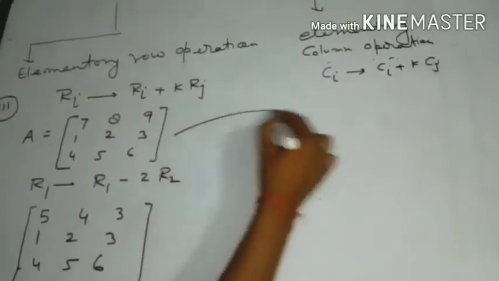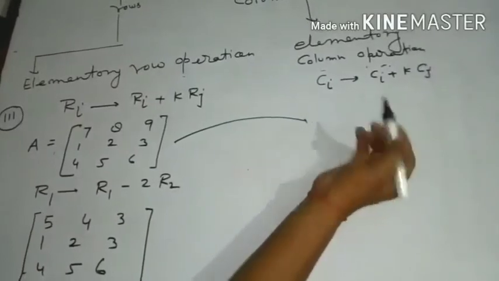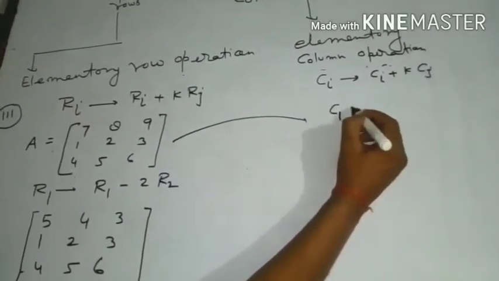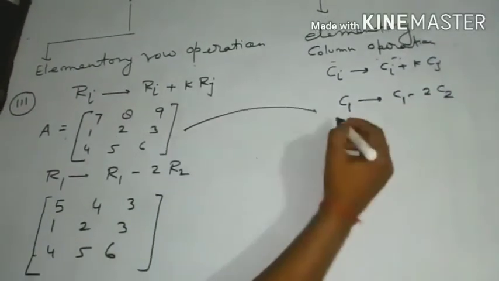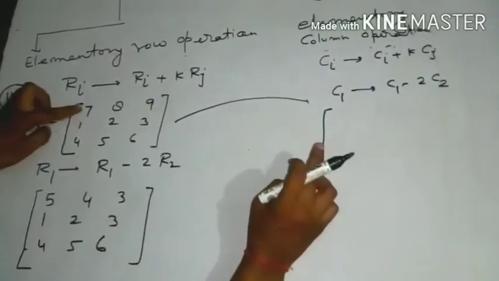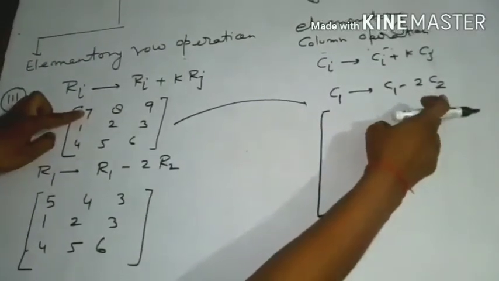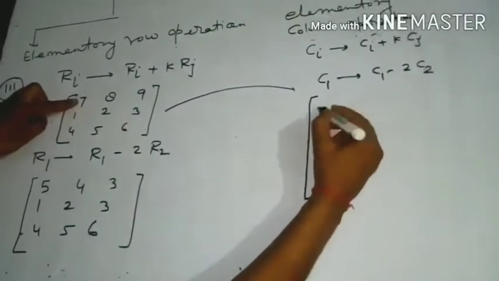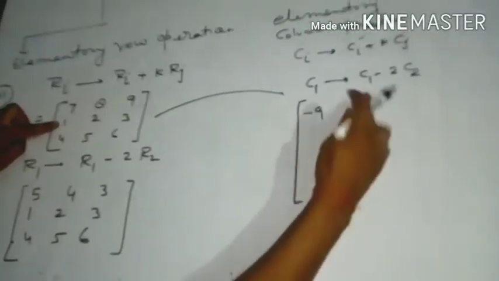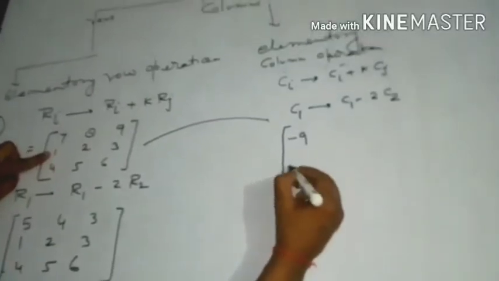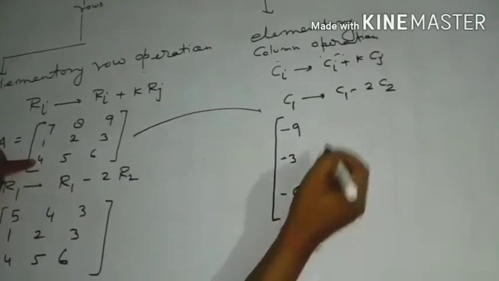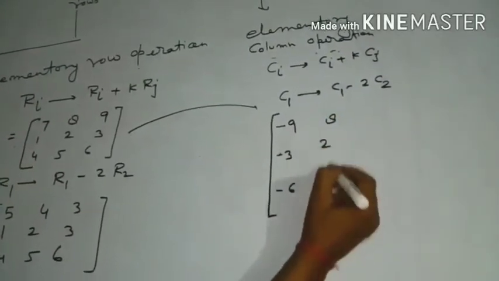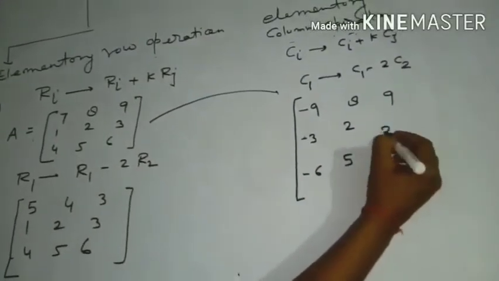For this matrix, if we apply a column operation, the same operation, we write C1 minus 2 times C2. Then what will we get? C1 means 7 minus 2 into 8, which is 7 minus 16, gives minus 9, and then 1 minus 4 gives minus 3, and here 4 minus 10 gives minus 6, and here 8, 2, 5, then 9, 3, 6.